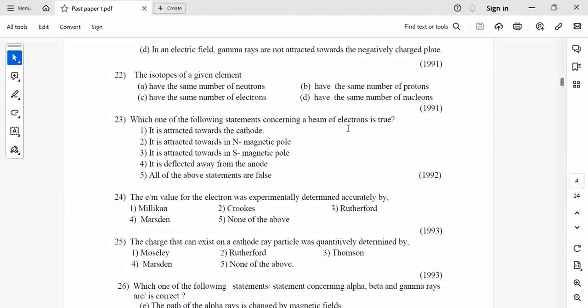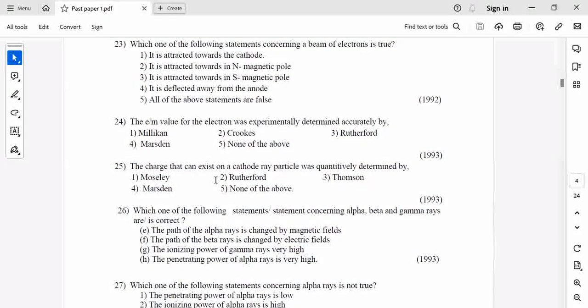Okay, son, a beam of electrons means many electrons, and electrons are negatively charged. So they are attracted towards the anode. They do not go towards the N side or the S side. We know that they do not attract towards any magnetic poles. They are not deflected away from the anode, son. They are attracted towards the anode. The fourth one is wrong. All of the above statements are false. Yes, answer is 5.